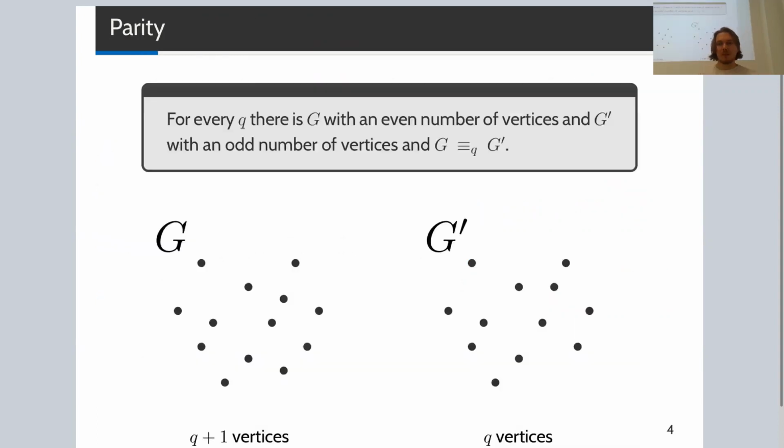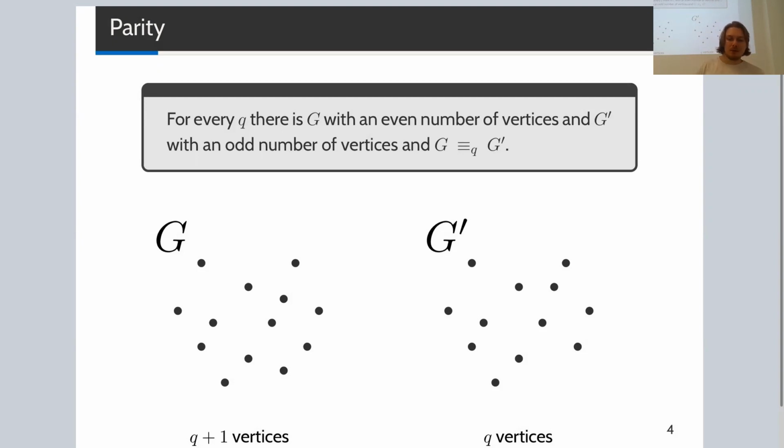So first, we can use it to show that first order logic cannot decide parity. So for every q, you can create a graph G and a graph G prime, such that G has an even number of vertices, G prime has an odd number of vertices, and they're q-equivalent. And after we've shown this, it follows that first order logic cannot distinguish between graphs with an even and an odd number of vertices.